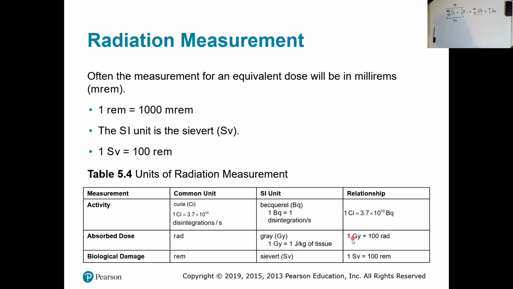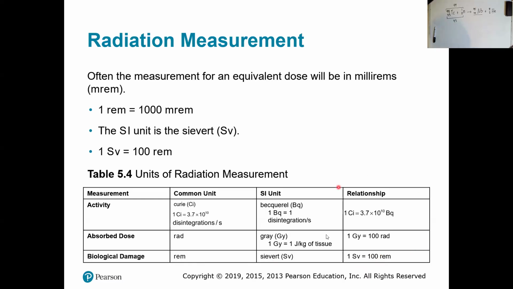The equality here, every 1 gray is going to be equal to 100 rads. So again, if you were given an absorbed dose in terms of rads, you would be able to convert it into gray or vice versa. And then your biological damage, which is your REM unit, another unit to represent the biological damage is the sievert. And the equality here, every 1 sievert will be 100 REM.